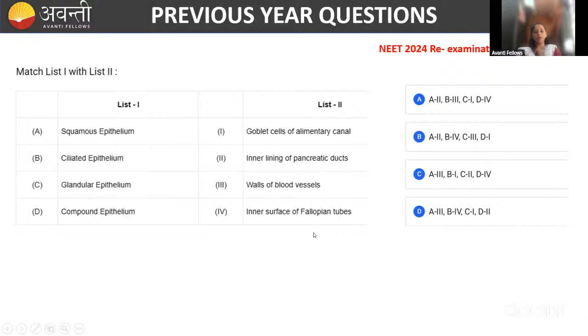Okay. Now you have to match the following. Most of the type of the questions you have seen are match the following only, guys. These all are 2024 and 23 questions only I brought here. You have to match here, guys. Squamous epithelium, ciliated epithelium, glandular epithelium, and compound epithelium. That's why I told you the position or where it is located is very important. I think if you solve the first question, it is very easy to solve this question also.